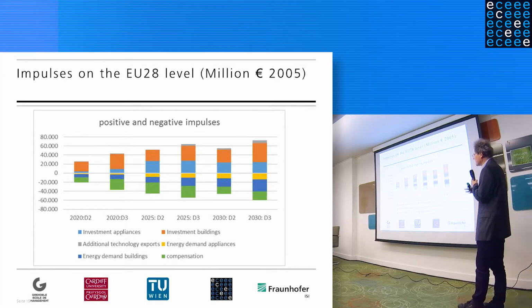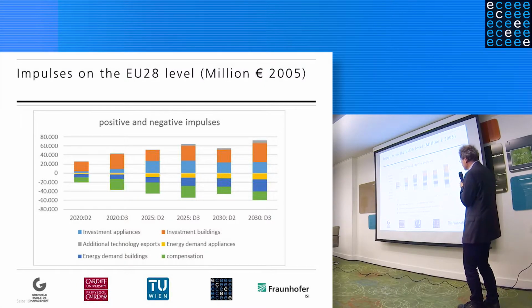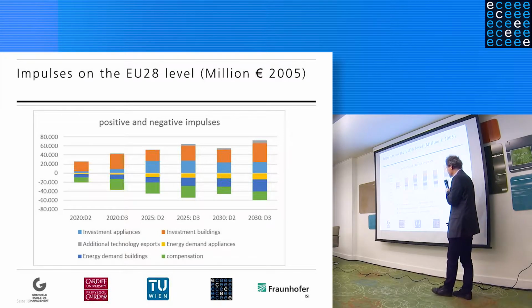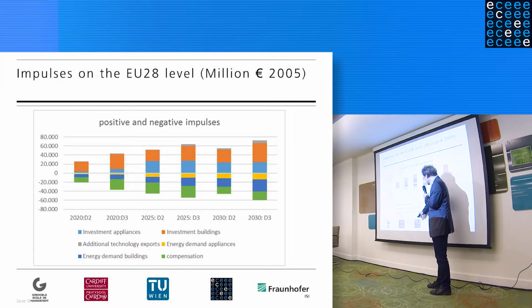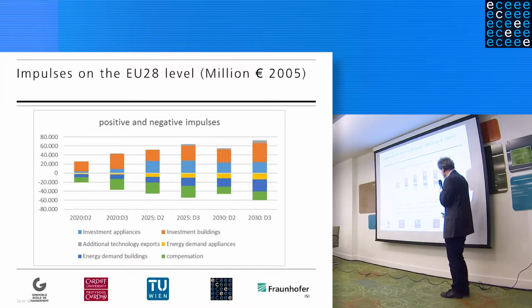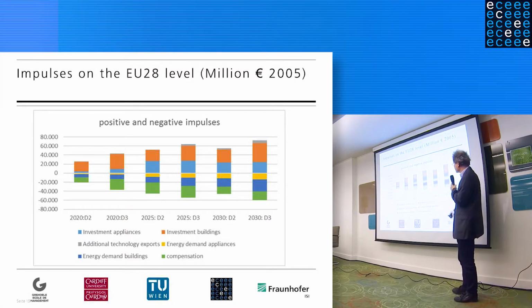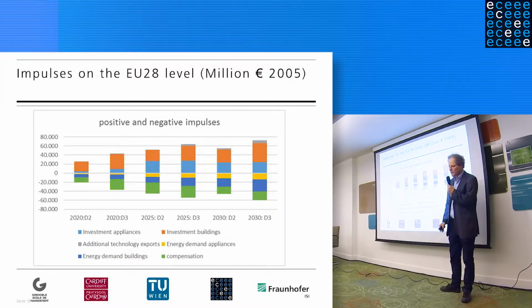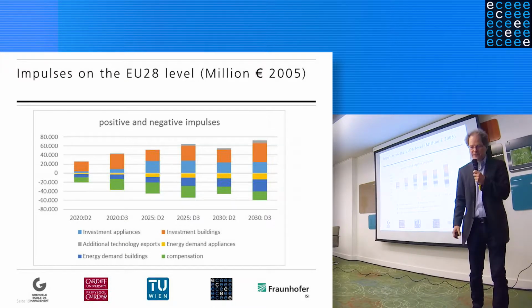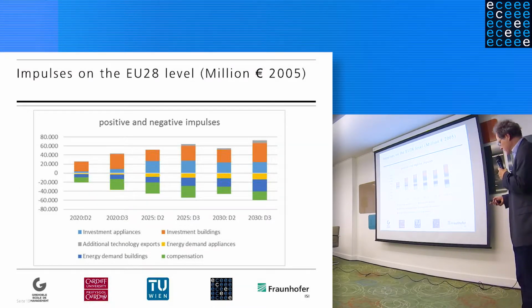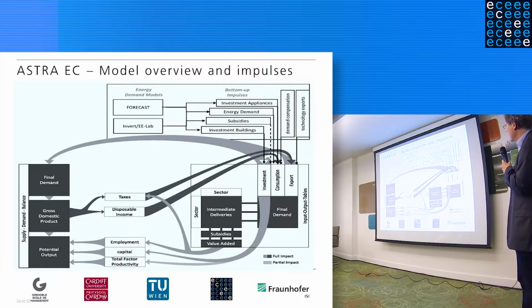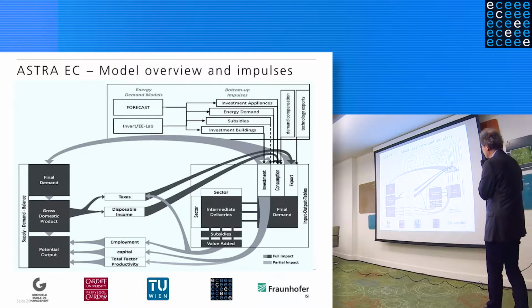The positive impulses, we increase in investments, and the negative impulses, the decrease in energy demand, plus these conservative assumptions that there is also a compensating effect with regard to consumption. Now, we put that all into our economic model.